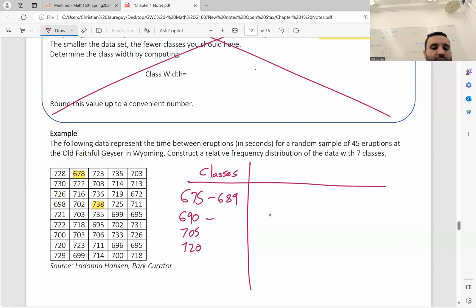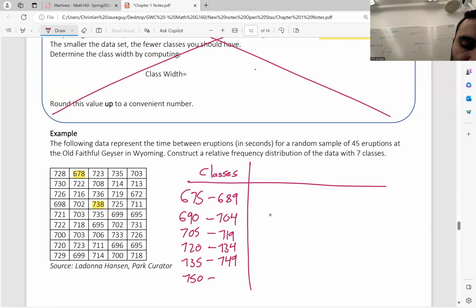Oh, and I've mathed this a little bit incorrect, but that's okay. 735, 750. 1, 2, 3. That's 6 classes. So I did a little bit of mental math wrong, and that's all right. 704, 719, 734, 749, and 765. Oops, 764. And that'll cover all my data.